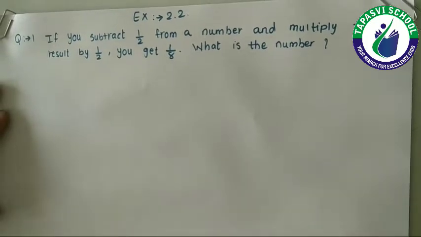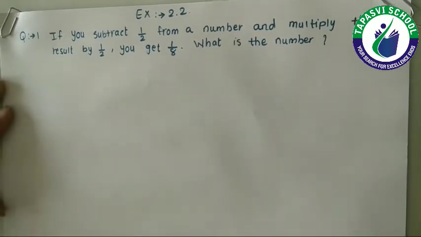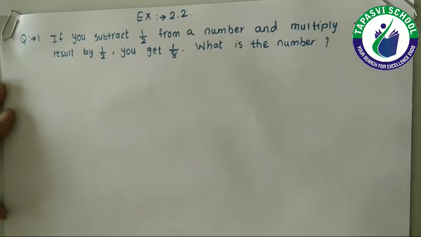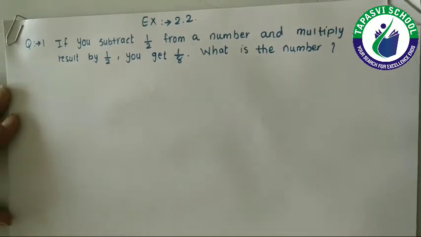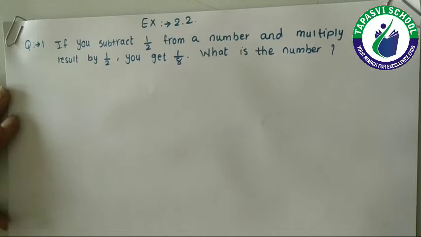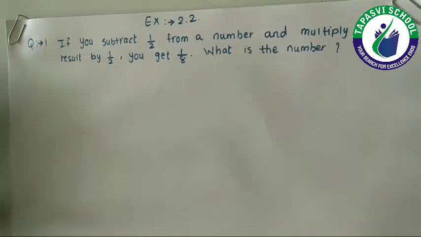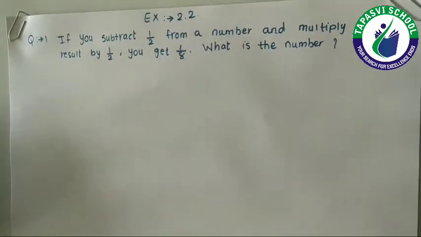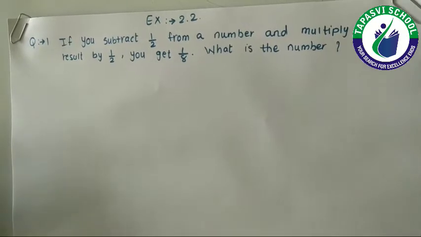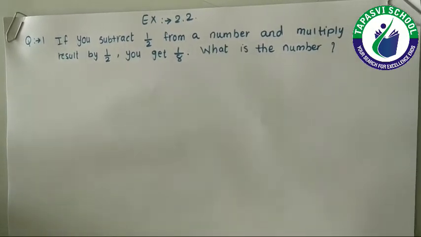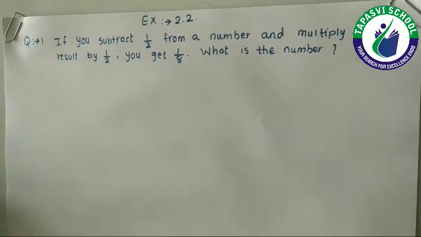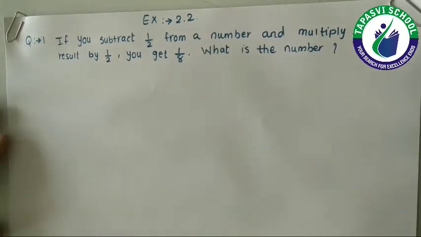Refer to your exercise 2.2 students. In this exercise, word problems are given. In exercise 2.1, direct equations were given and we were solving them. But in this exercise, certain situations will be given based on which we will first form the equation and then we will solve it.